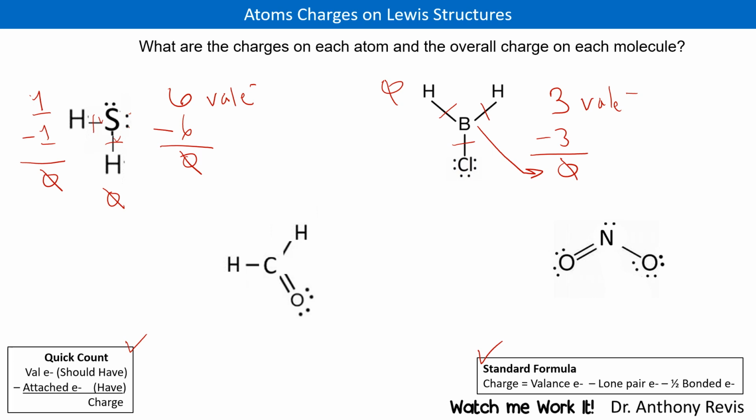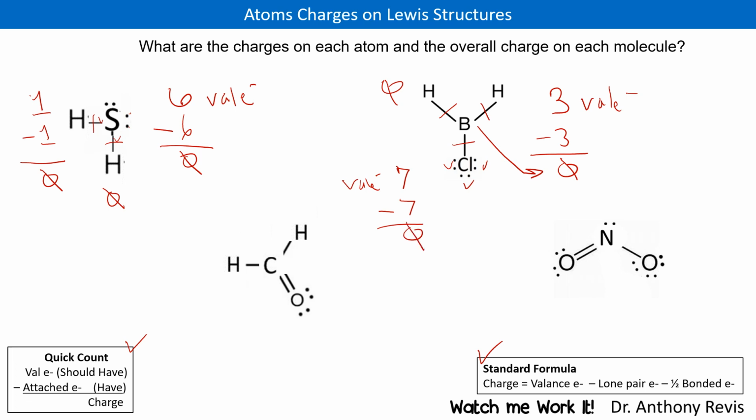So let's just go ahead and do chlorine here. So chlorine, group 17, therefore it should have 7 valence electrons minus the number of electrons directly attached, 2, 4, 6, 7, because half of that line belongs to it. So that's 7, and that gives us 0. So we have a lot of zeros here.